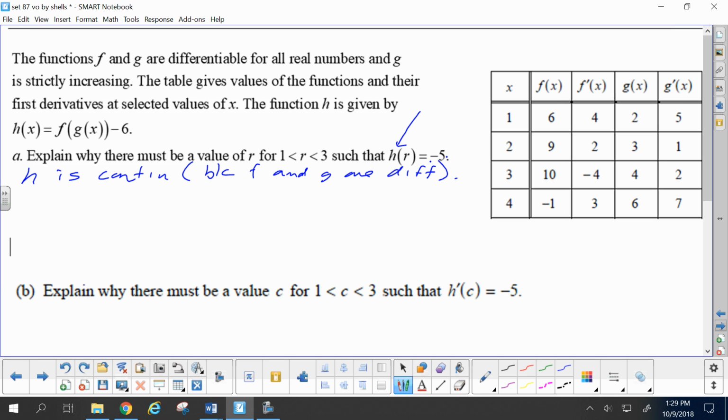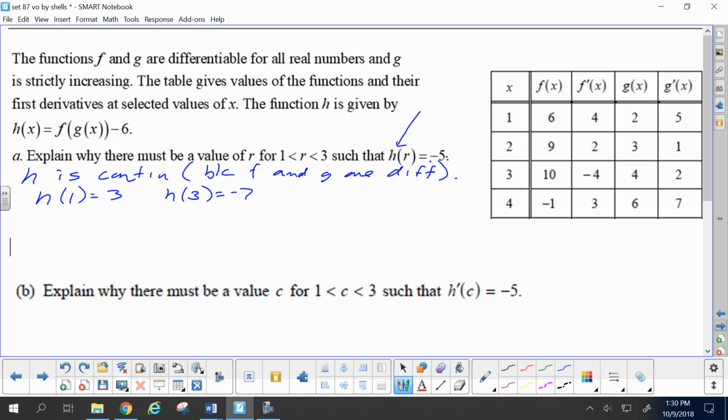Continuity is achieved. So, the next thing you would probably need to get into is what is H at 1 and 3? So, you needed to find H at 1. What did you get for H at 1? Somebody? 3. And what is H at 3?